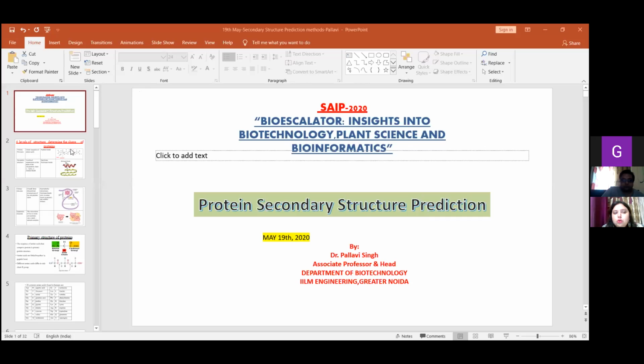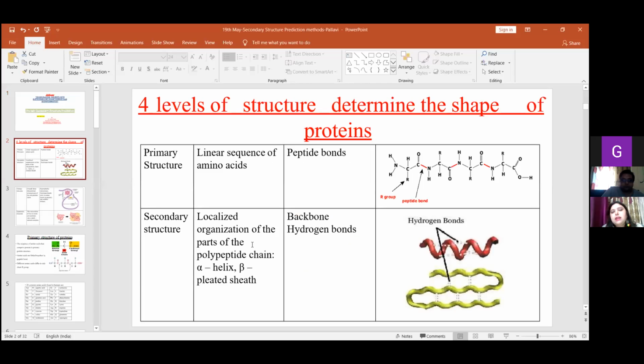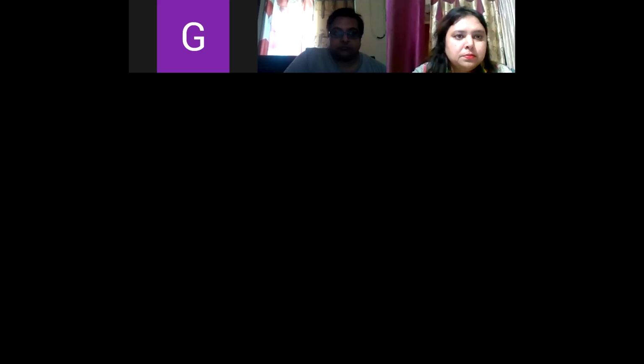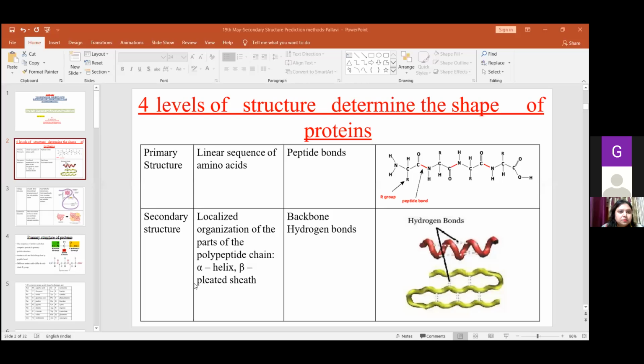So first we need to know what are the various structures. Though ma'am has given you an insight, again I'm going to tell you. Talking about the proteins, we have 4 levels of protein structures. The very basic structure is where only the sequence of amino acids is considered, known as primary structure. Where we take only the linear sequence of amino acids, that is known as primary structure.